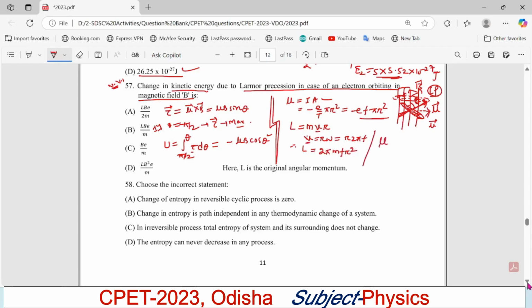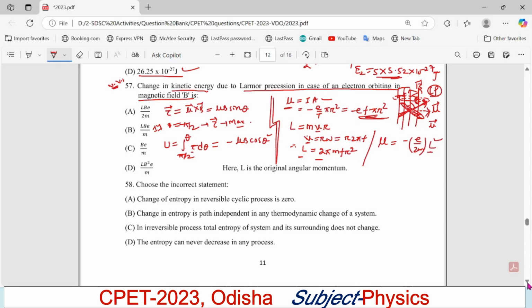So by considering this value and this value, mu can be written in the form e by 2m into L. Here if I put the L value over here, the 2m gets cancelled and we get the same answer, minus e f pi r square. So we found the mu value, right?